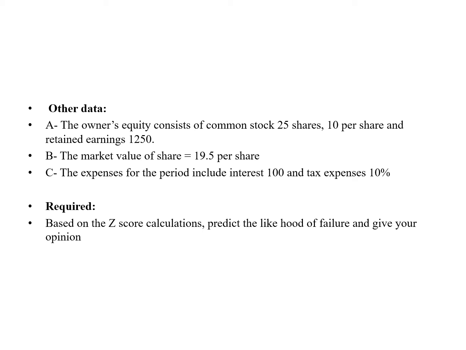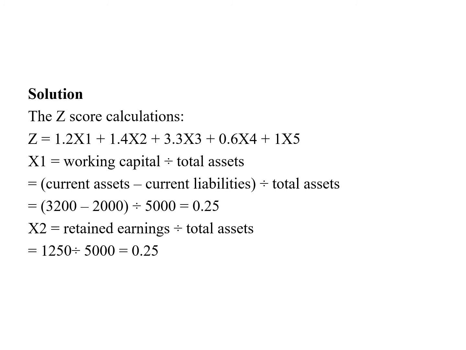Okay, so the solution: to calculate the Z score, I need to put the equation first. Z equals 1.2x1 plus 1.4x2 plus 3.3x3 plus 0.6x4 plus x5. So I'm going to solve x1. x1 equals working capital over total assets.